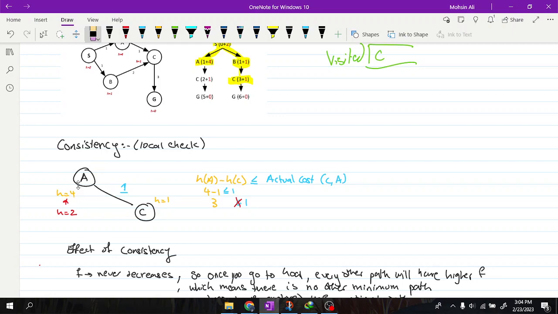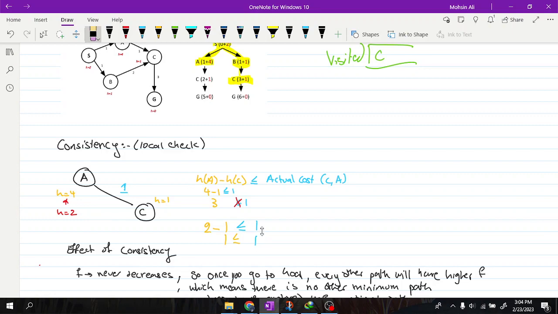So what that means is that this heuristic value that I've chosen for A is not good. This was a poor heuristic value because in local checks, this heuristic value should have been much smaller than what we were using over here. So if I would have chosen a heuristic value of 2, so 2 minus 1, that would have been a better option because now 1 is lesser than or equal to 1. So my heuristic value should have been 2 or it should have been 1 in this case.